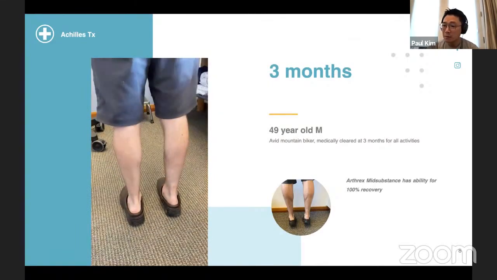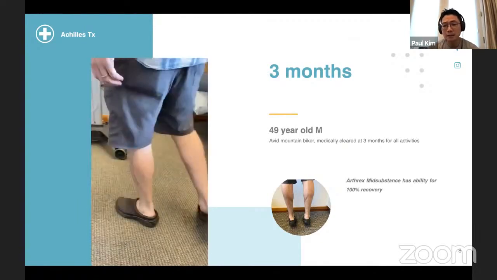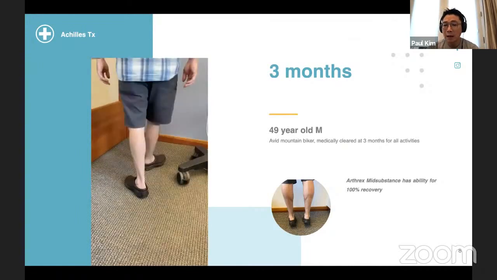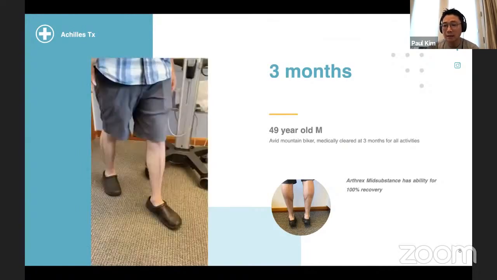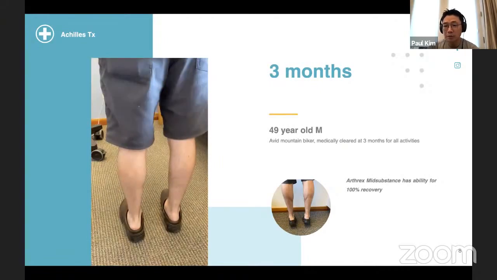So when people have an Achilles rupture, we often tell people, hey, it's a year-long recovery. However, with this technique, I can pretty much assure people that you have a very good chance of 100% recovery.